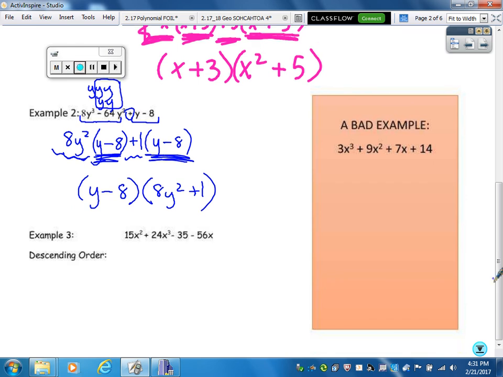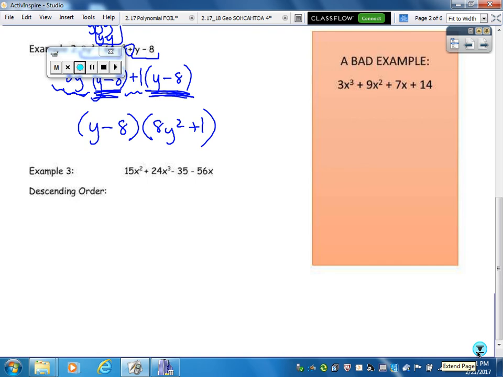This one is not in the correct order to start with. So we need to put it in descending order. So it should start with our 3. So that, see how that says positive 24? We're going to say positive 24x cubed. Then we're going to go to our positive 15x squared. Next biggest one is negative 56x. And finally, the negative 35.